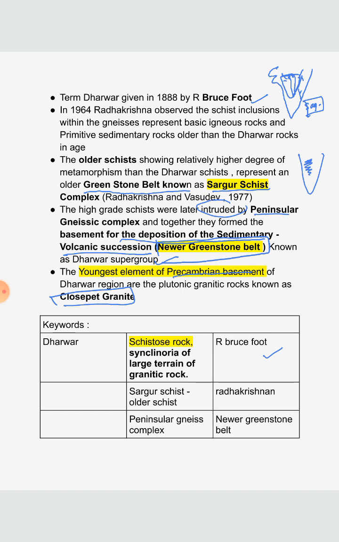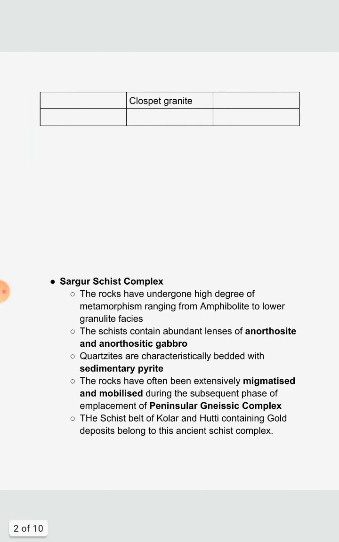That the term was given by R. Bruce Foote. The Sargur schist was given by Radhakrishnan, and then the Sargur schist is the schistose rock, which is the syncline area of the large terrain, and the intrusion of greenstone belt occurred, and then which has formed the peninsular gneiss complex. Then what is Sargur schist?